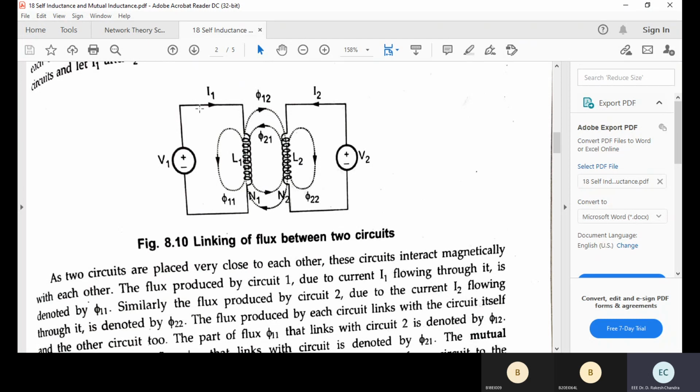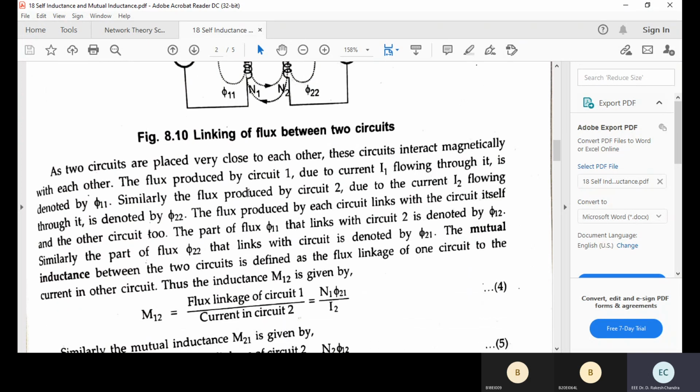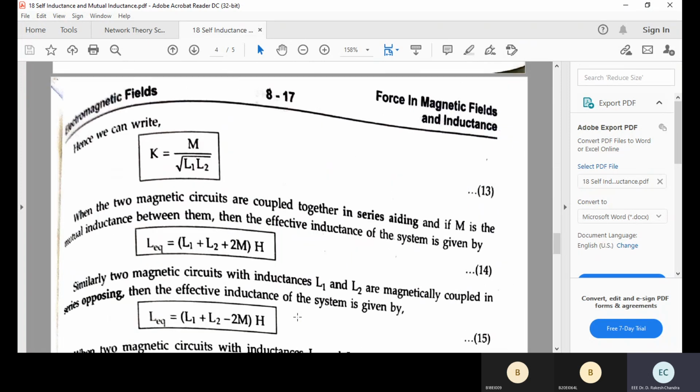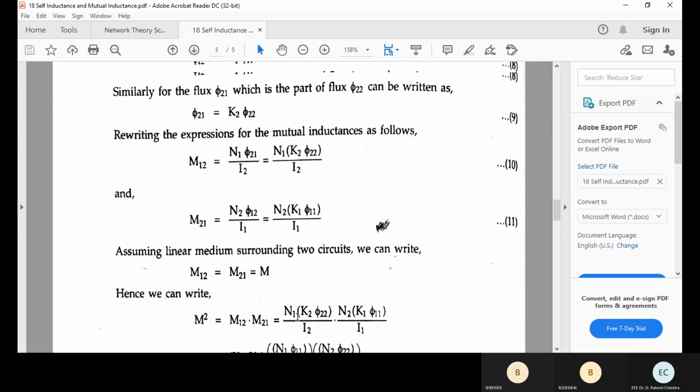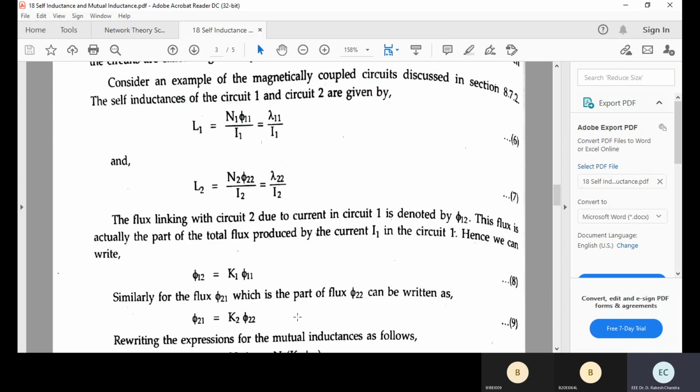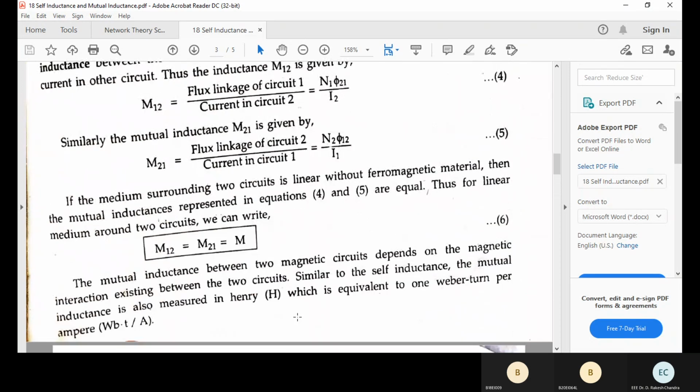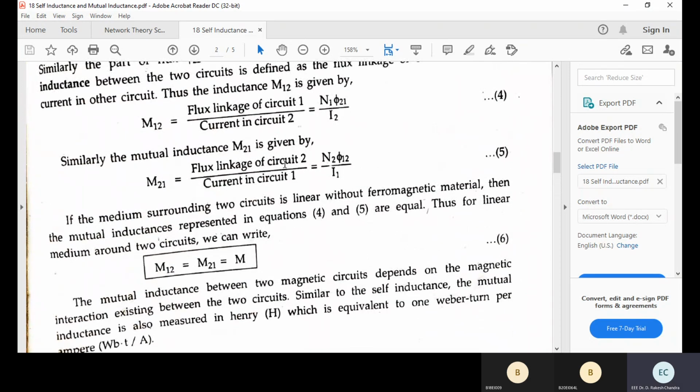Mutual inductance means current in coil 1 and flux in coil 2 that is linked to the other coil. So you see here the flux linkages of circuit 1 due to the current in circuit 2, or you can define the flux linkages of circuit 2 due to the current in circuit 1. You can define these as M12 and M21. These two happen to be the same, M12 and M21.